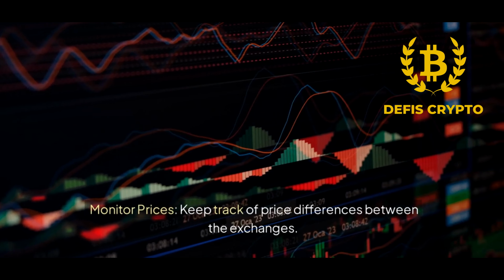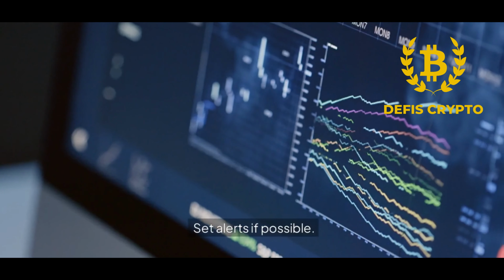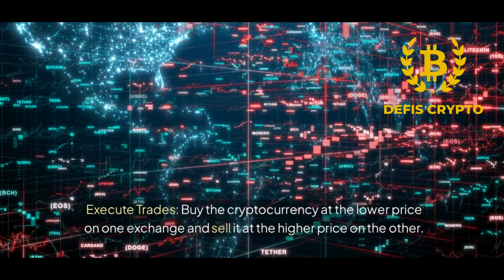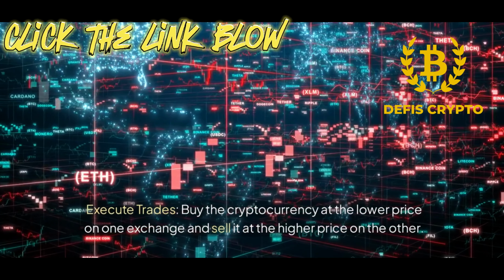Monitor prices. Keep track of price differences between the exchanges. Set alerts if possible. Execute trades. Buy the cryptocurrency at the lower price on one exchange and sell it at the higher price on the other.